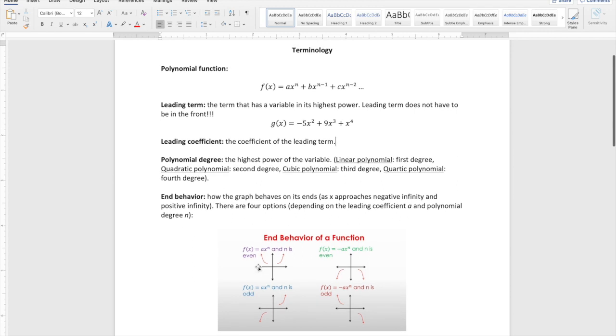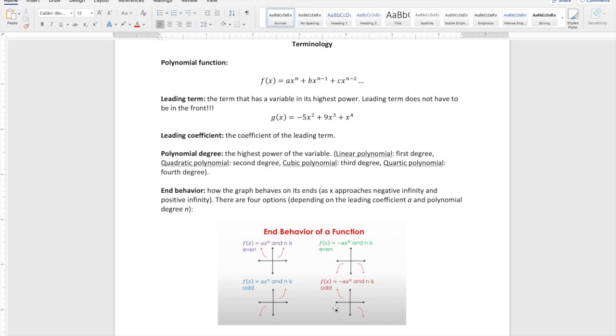The next thing is the end behavior of the function. What it means is how the graph will look on its ends, on the very far left and on the very far right of your x-axis. And what it depends on is your leading coefficient and your degree. So the leading coefficient, remember, is the coefficient of the leading term. Like for function g, that was a 1, and then the degree is the highest power of the variable. So for function g, it was 4 here.